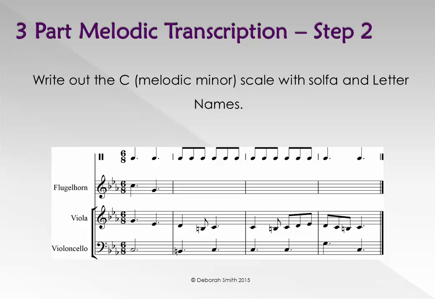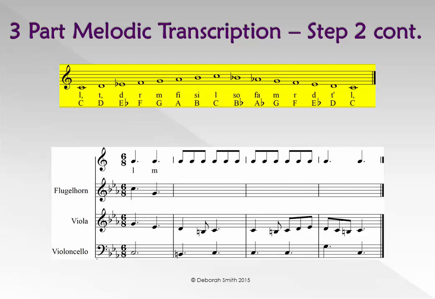Write out the C melodic minor scale with solfa and letter names below, like this. Sing this scale through in solfa and in letter names. This will prepare you for the tonality you are about to hear and the notes that will be included in the transcription exercise. Another step you can undertake before you hear the transcription exercise for the first time is to write the solfa beneath the rhythm given for any notes that have been given on the staff.